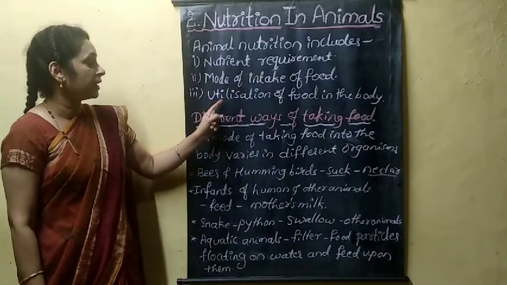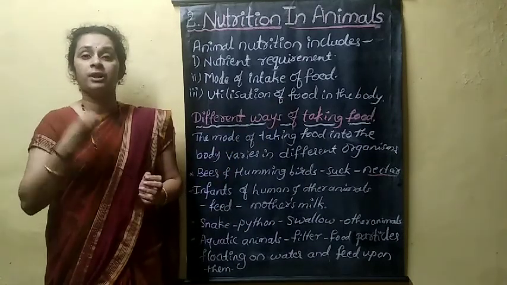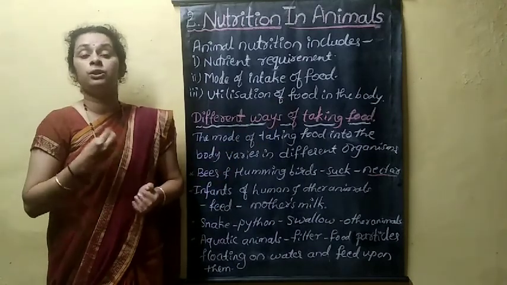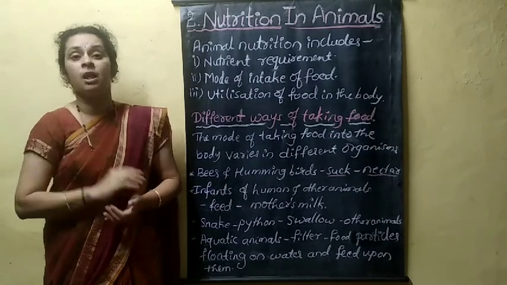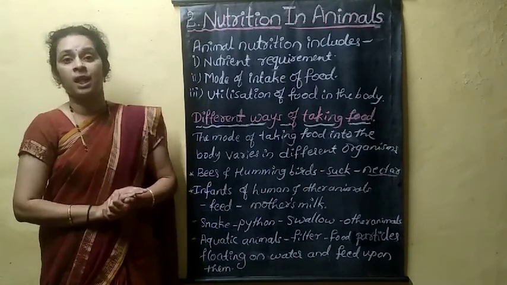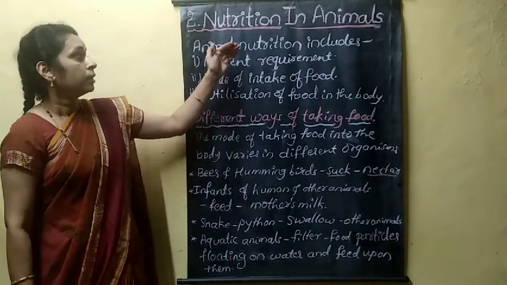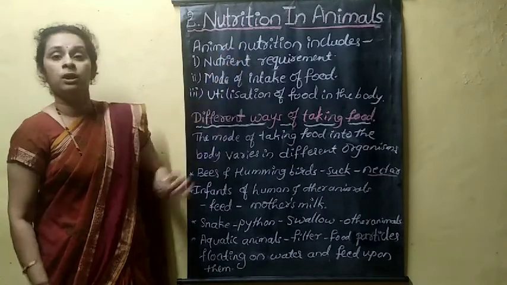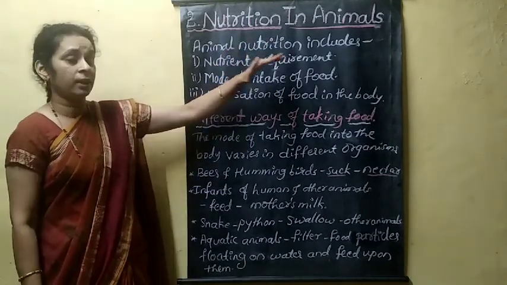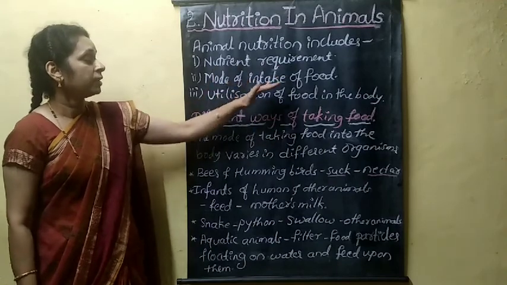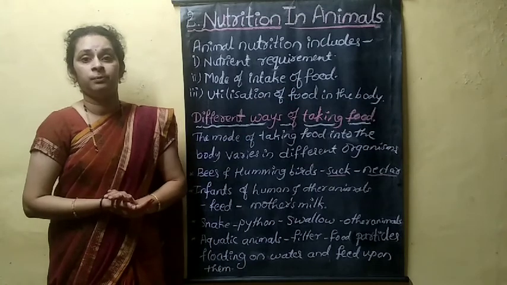And the third step is utilization of food in the body. How the organism uses the taken nutrients inside the body. How they will utilize, means how they will use that food inside the body. These are the 3 steps involved in animal nutrition: nutrient requirement, mode of intake of food, and utilization of food in the body.